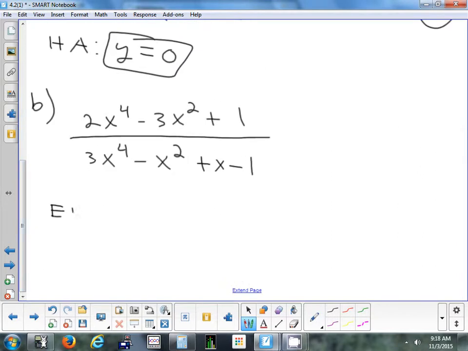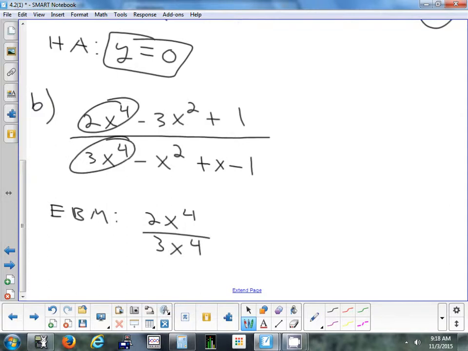All right, let's try this one. Okay, Pat, what's my highest degree term in the top? 2x to the 4th. Yep. And Derek, highest degree term in the bottom? 3x to the 4th. Right, so Tyler, what happens when I divide x to the 4th by x to the 4th? It just becomes 1. Yeah, these just cancel out. You get x to the 0 power. If you did 4 minus 4, x to the 0 is 1. So what am I left with for my end behavior model? I'm left with 2/3.